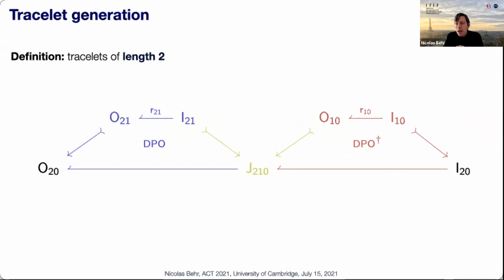Yes, it's a completely symmetric definition. It's just to indicate how I obtained the diagram. And so this would give you all the possible traces of length 2. We are doing this for rewriting over finite objects, so there are finitely many of those up to isomorphism.